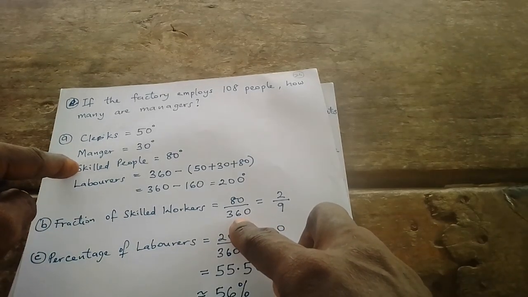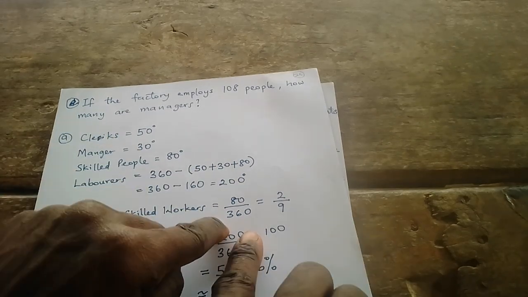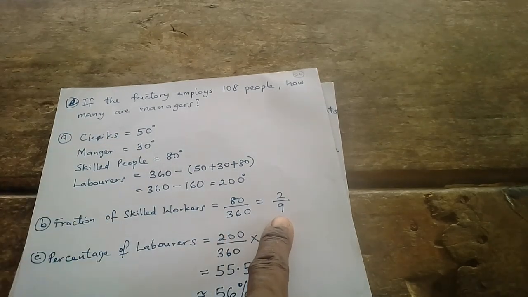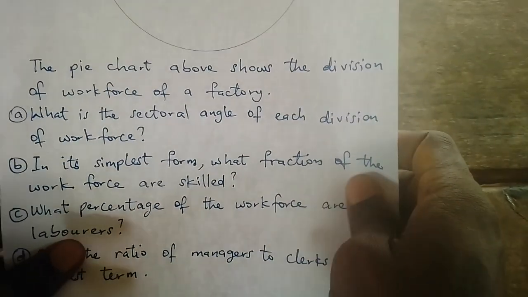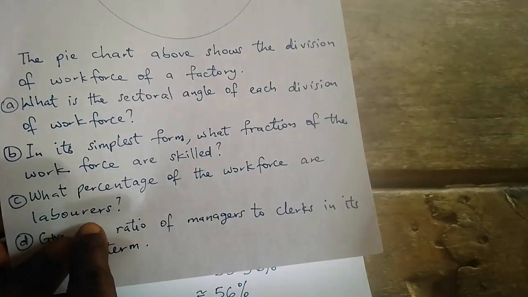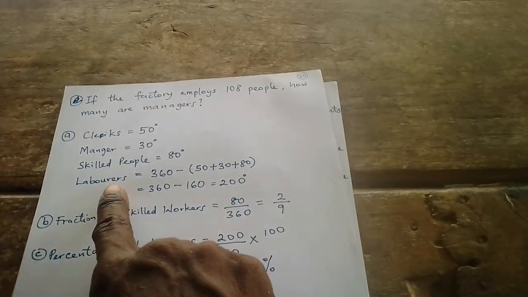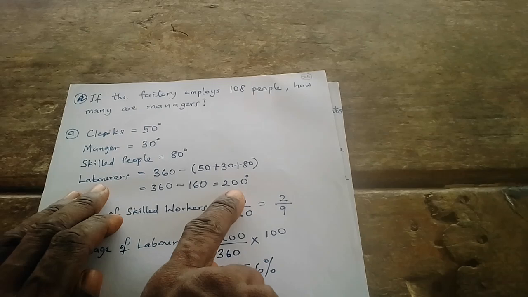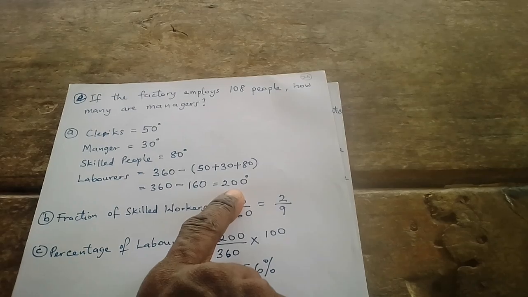The sectorial angle for skilled people is 80 over 360. So to the lowest term, it will give us 2 over 9. Part C: what percentage of the workforce are laborers? Now, the sectorial angle for laborers, we said it is 200. So that means you have to express 200 degrees as a percentage.